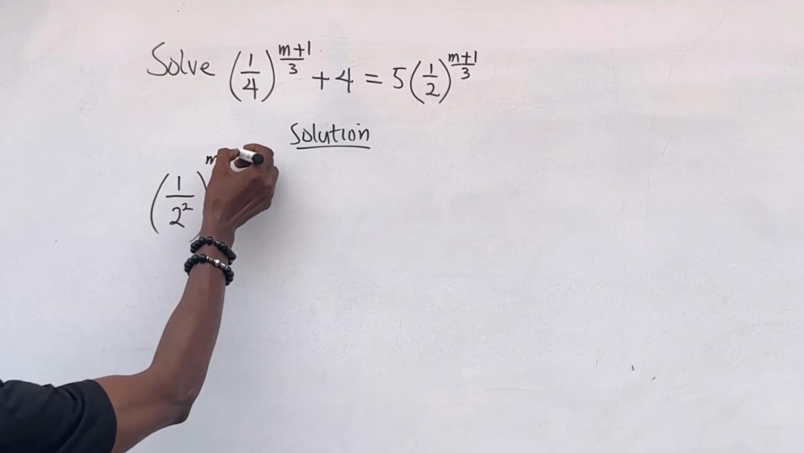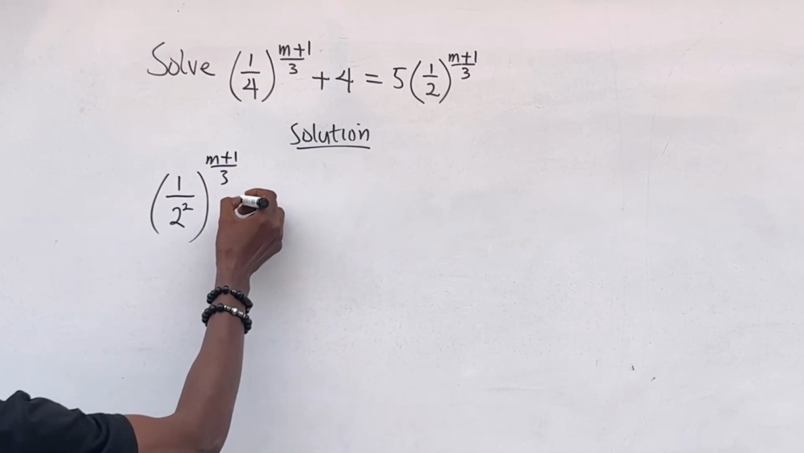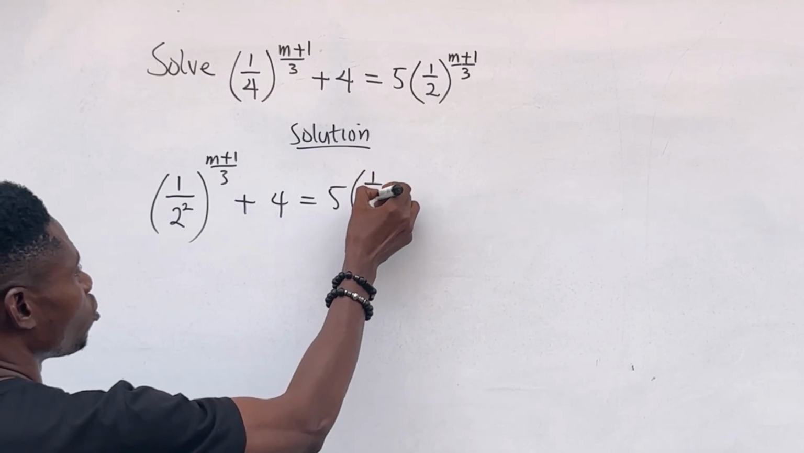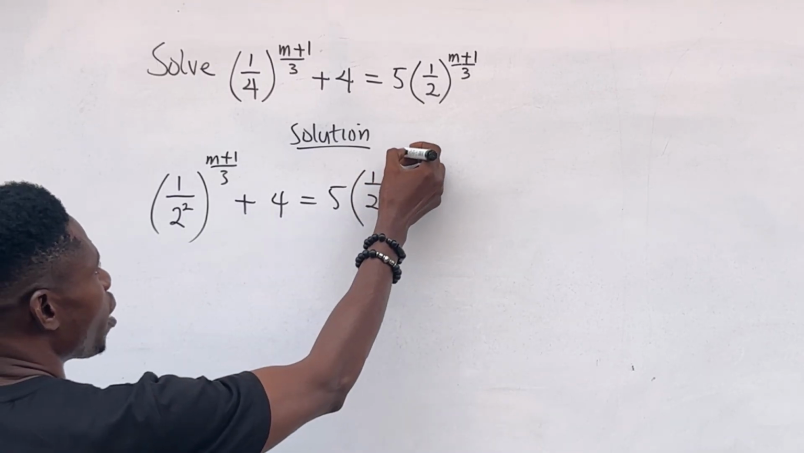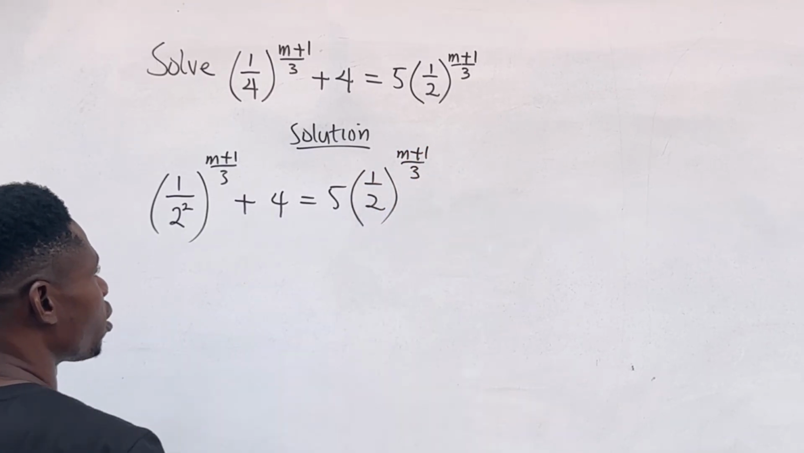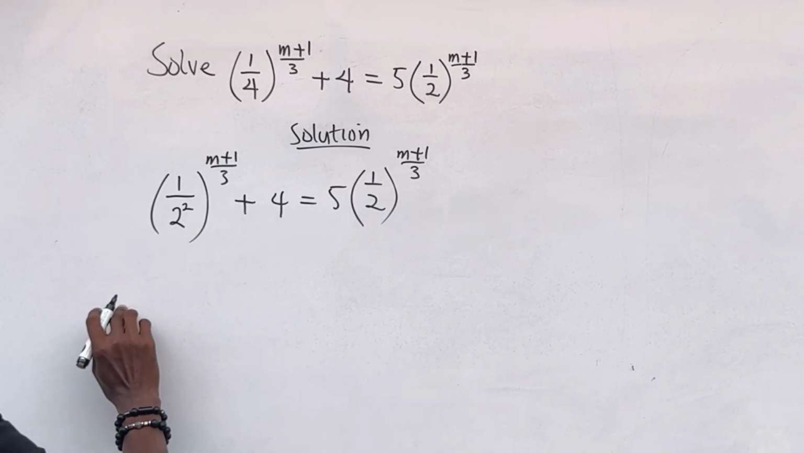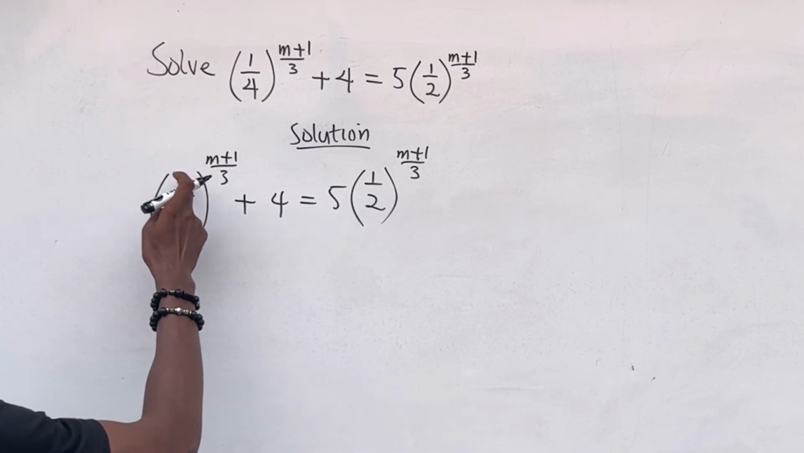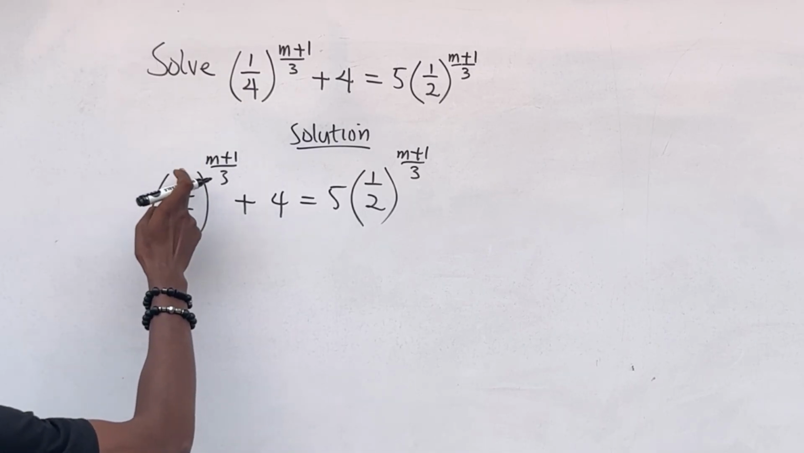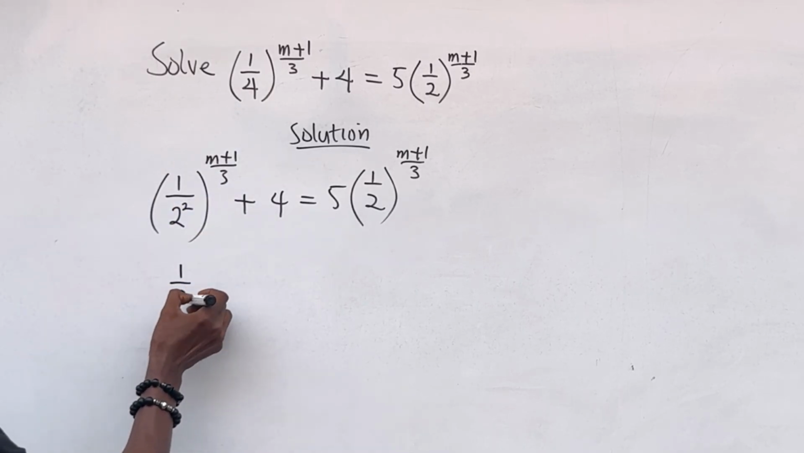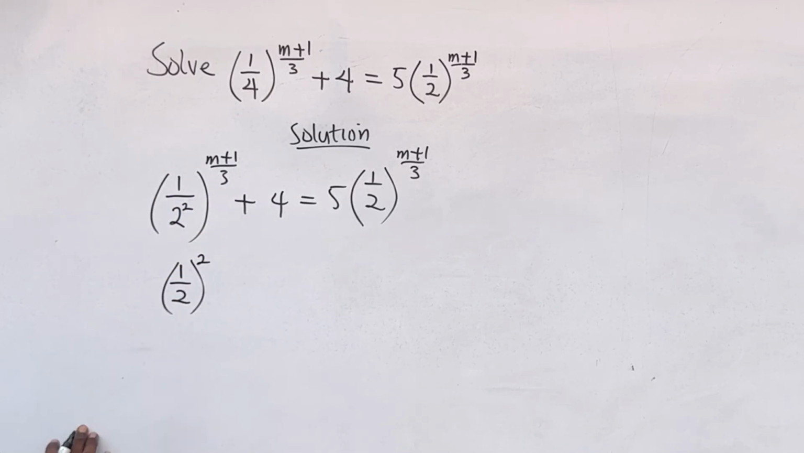We have (1 over 2) to the power m plus 1 over 3, plus 4 equal to 5 into 1 over 2, and our power is m plus 1 over 3. Okay, from here we can make, in fact, 1 squared is 1, 2 squared is 4, so we can do this next. We can say (1 over 2) all squared.